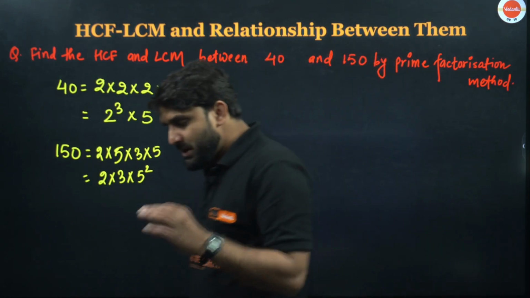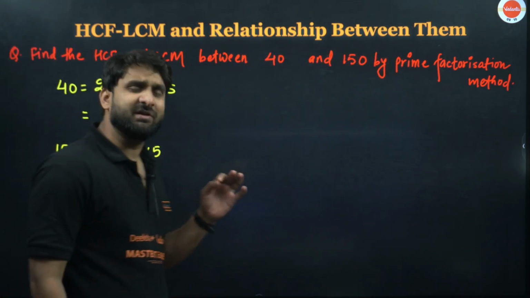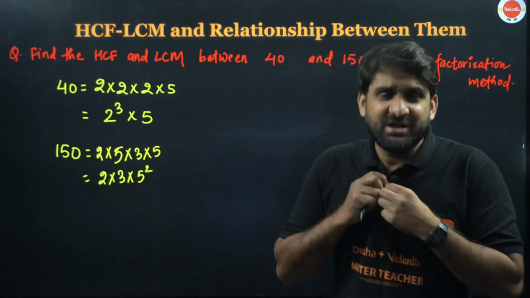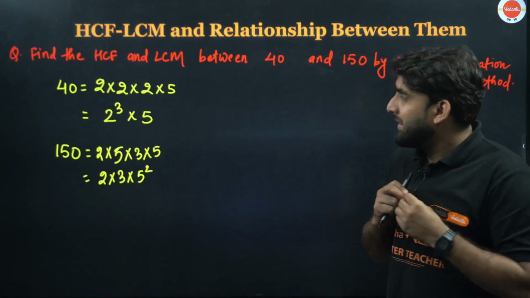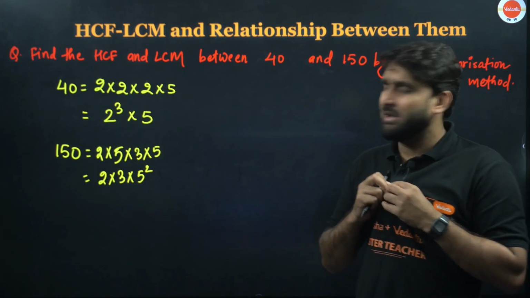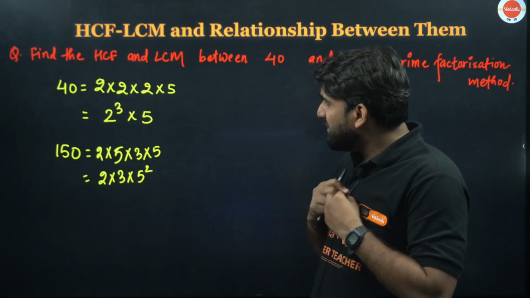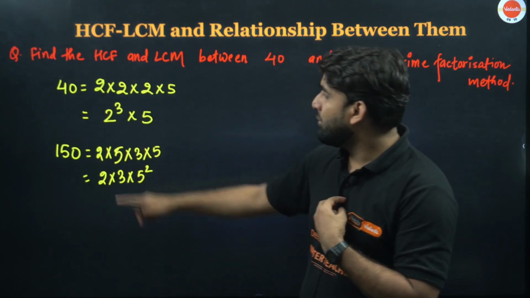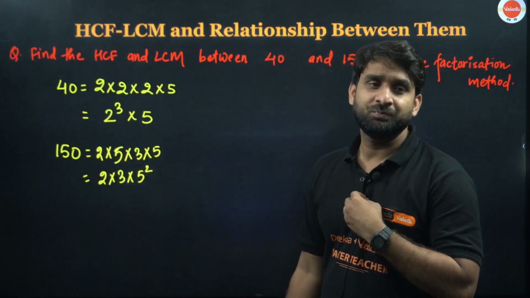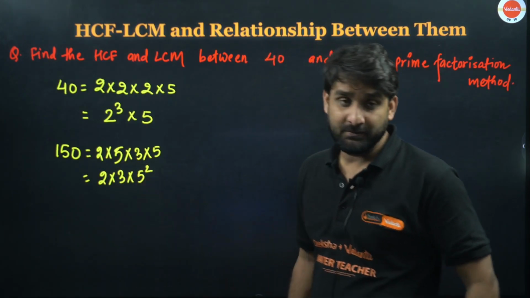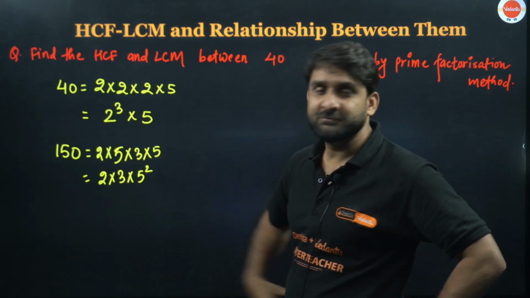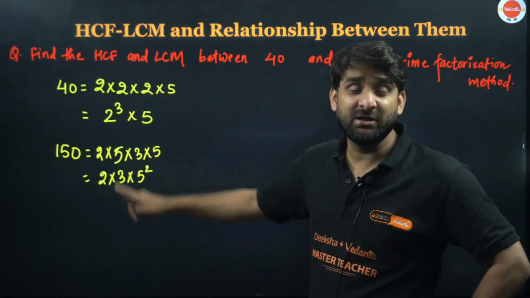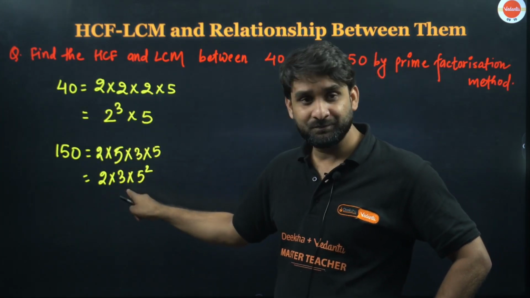Now, my dear champion, there is a very small trick that I suggest to every student of mine, every year, in this particular topic. Look at the prime factorization of 40. The prime factors are 2 and 5. And now look at the prime factorization of 150. The prime factors are 2, 3 and 5. 2 is there, 2 is here also. 5 is there, 5 is here also. But 3 is missing in the prime factorization of the first number.